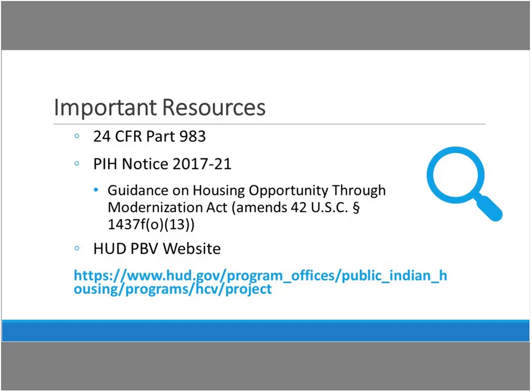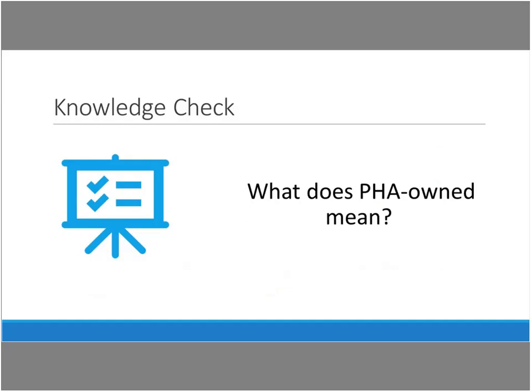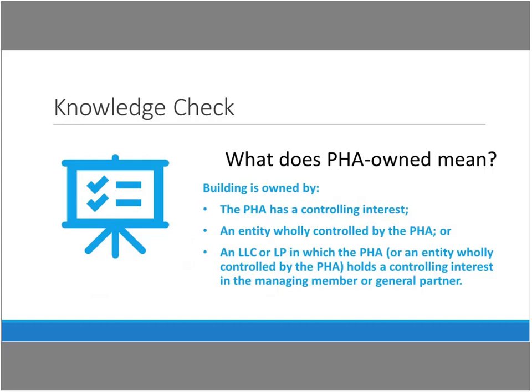All right, so a couple of knowledge checks. What does PHA-Owned mean? PHA-Owned means that the building is owned by the housing authority or an entity that the housing authority has a controlling interest in. That could be a wholly owned or wholly controlled nonprofit subsidiary. So that could be an affiliate or an instrumentality of the housing authority. Both work. It could be a limited liability company or a limited partnership.